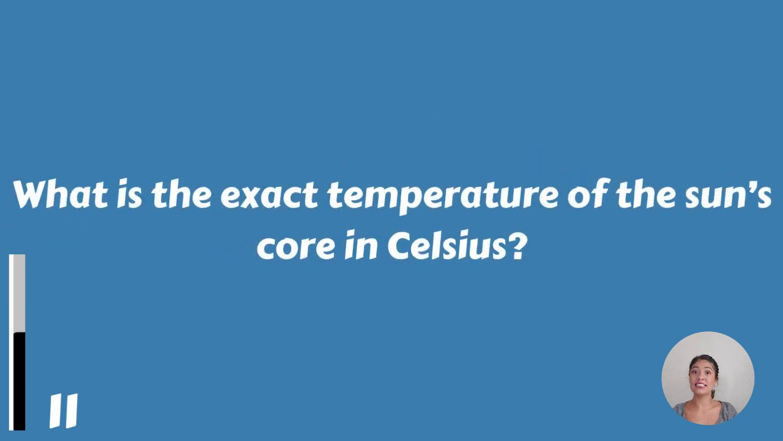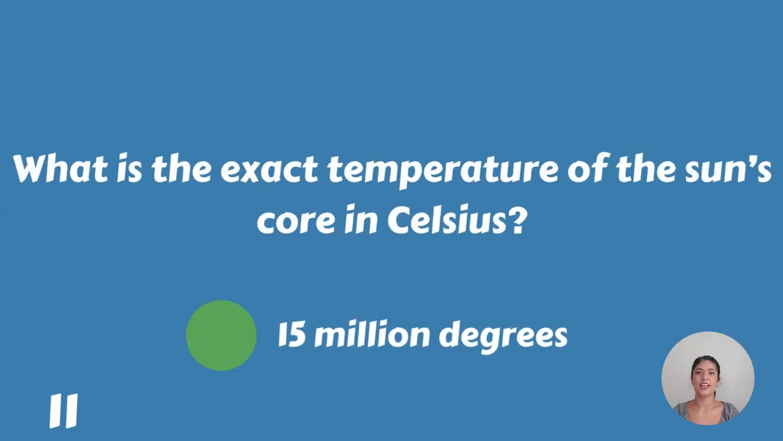What is the exact temperature of the sun's core in Celsius? 15 million degrees.